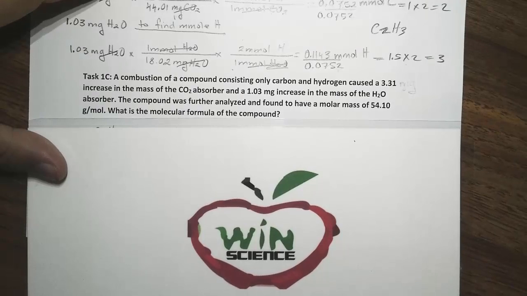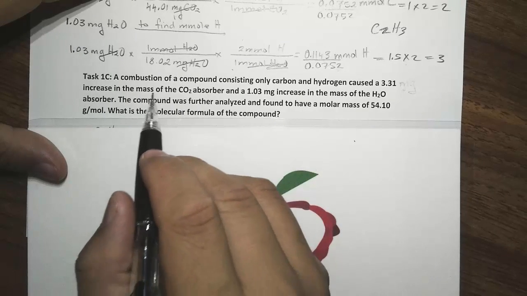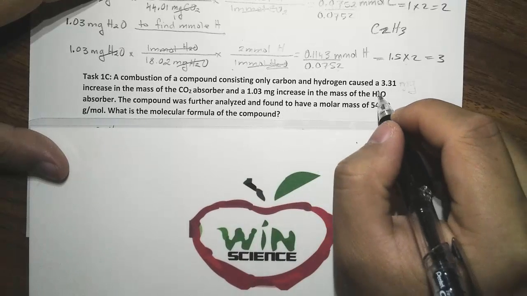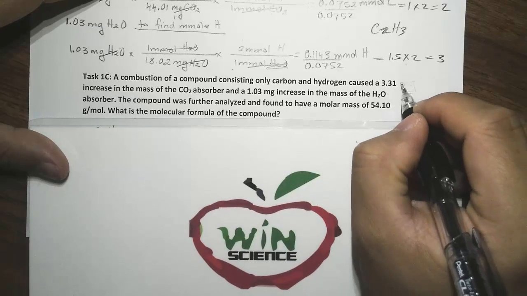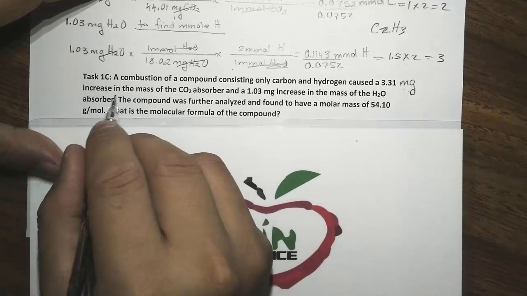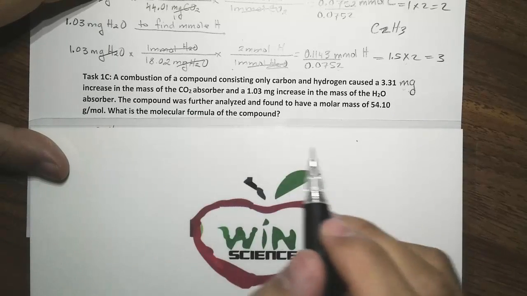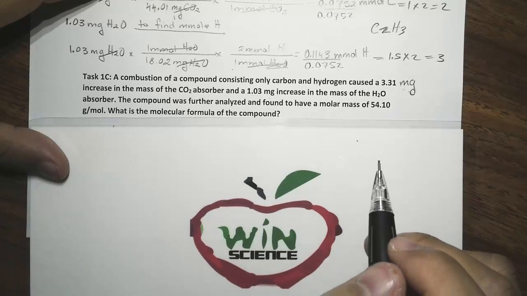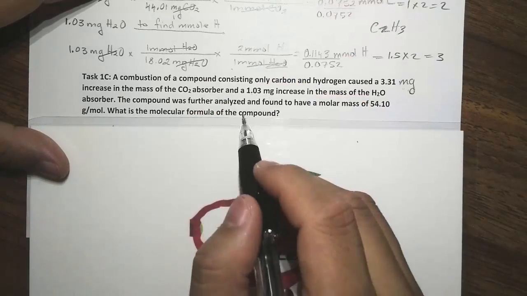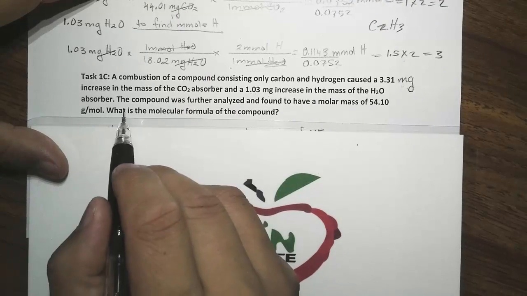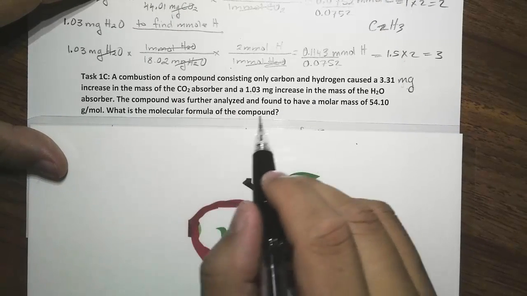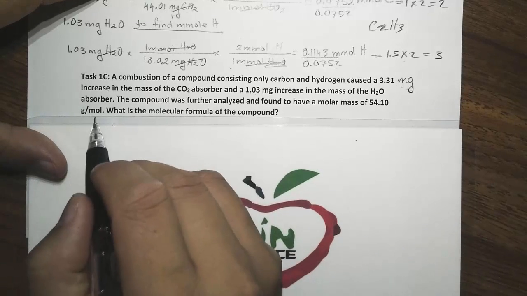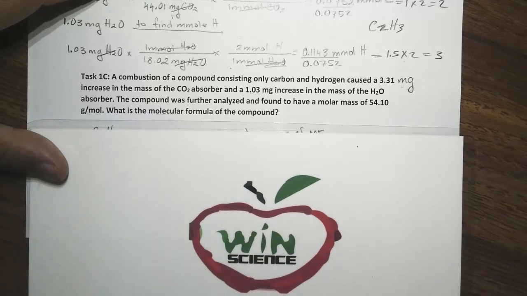So let's look at another variation of this problem. A combustion of this compound consisting only of carbon and hydrogen, causing a 3.31 milligrams increase in the mass of the carbon dioxide absorber and a 1.03 milligram increase in the mass of the water absorber. So it's similar to that problem. So it's the same problem. Now I'm just adding something extra. The compound was further analyzed and found to have a molar mass of 54.10 gram per mole. What is the molecular formula?